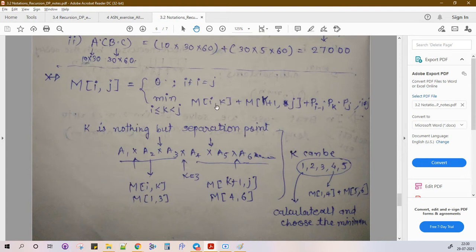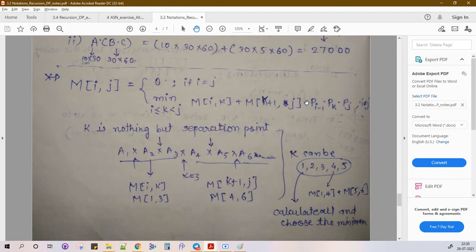M[i][k] means from the first element I go up to the kth element, from 1 up to 3. If k is equal to 3, I break there, take the next multiplication problem, and solve it. That is M[k+1][j]. So k+1, 3 plus 1 is 4, A4 up to j, plus whatever cost I have to multiply the elements 1 to 3 and 4 to 6.